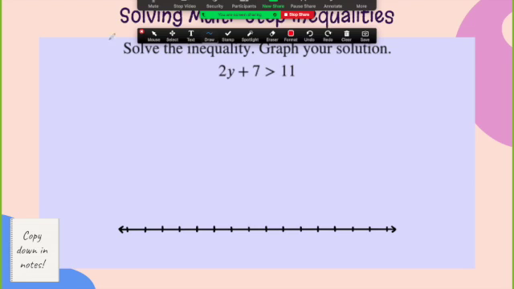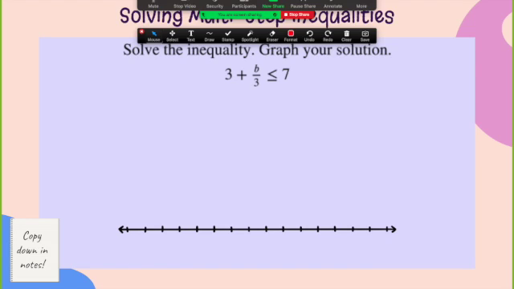Let me clear my drawing and then let's move on to the next one. The next question is asking us to solve the inequality 3 plus b divided by 3 is less than or equal to 7. And afterwards, we're going to graph our solution.